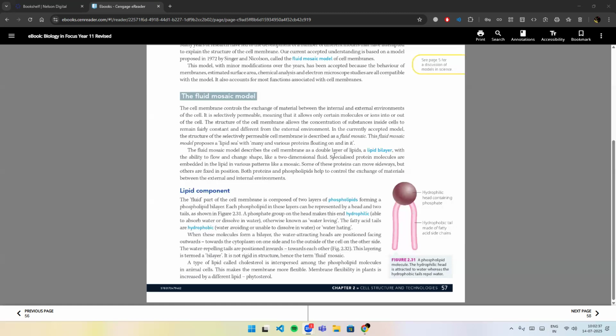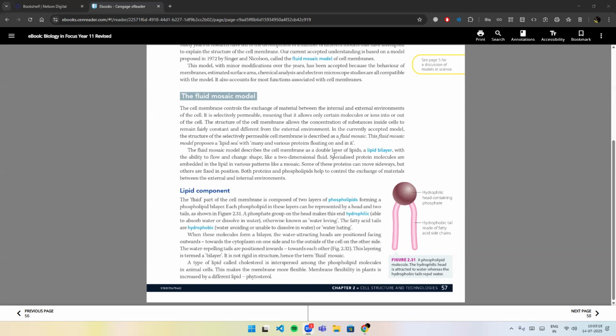The fluid mosaic model. The cell membrane controls the exchange of material between the internal and external environments of the cell. It is selectively permeable, meaning that it allows only certain molecules or ions into or out of the cell. The structure of the cell membrane allows the concentration of substances inside cells to remain fairly constant and different from the external environment. In the currently accepted model, the structure of the selectively permeable cell membrane is described as a fluid mosaic. This fluid mosaic model proposes a lipid sea with many and various proteins floating on and in it.